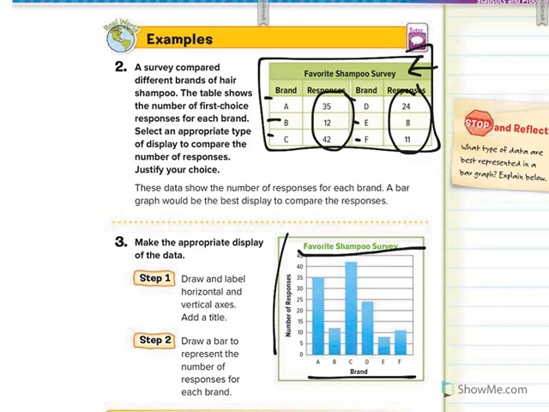Notice that the bars have a clear space in between them. Histograms do not have a space, but bar graphs should, so you can see the separation in the categories. Now that I've done this, I can easily look at this representation and see which brand of shampoo received the best response or was the most popular, and in this case it would be brand C. I can see which one was least popular, which would be brand E, and so on and so forth.